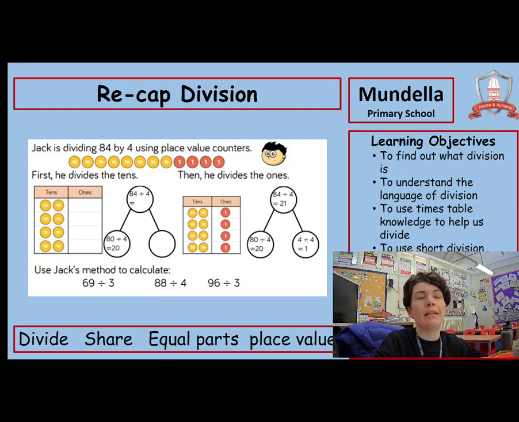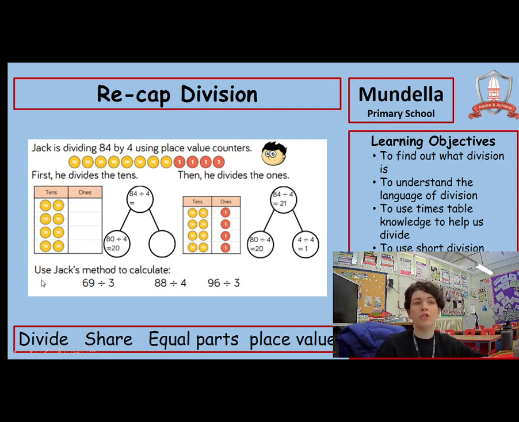Recapping. Now this is something that you would have done previously, but it's important for us to recap before we move on. So Jack is dividing 84 by 4 using place value counters, and we can see them drawn there. First he divides the 10s, so look, 80 divided by 4 is 20, good. 1, 2, 3, 4, lots of 20. Then he divides the ones, so 4 divided by 4 is 1. So we can work out that 84 divided by 4 is 21.